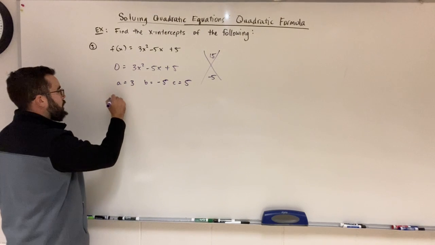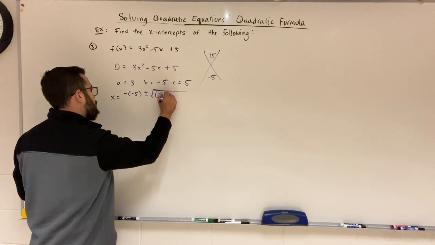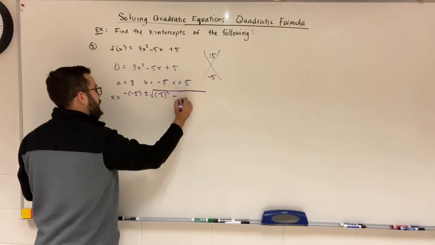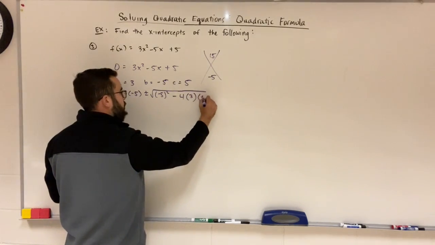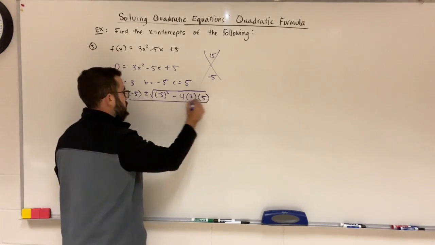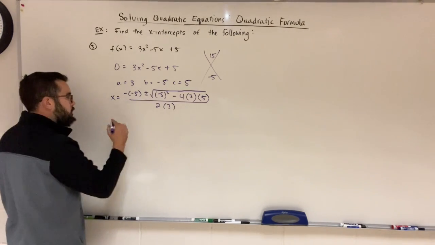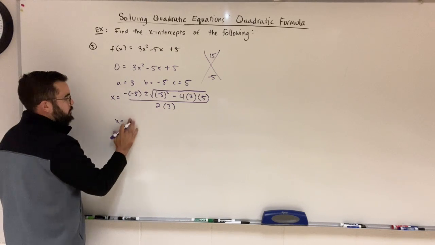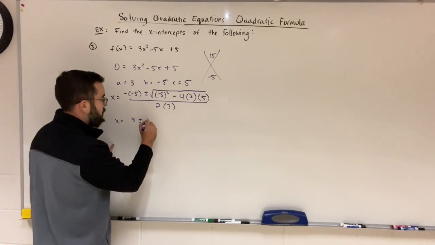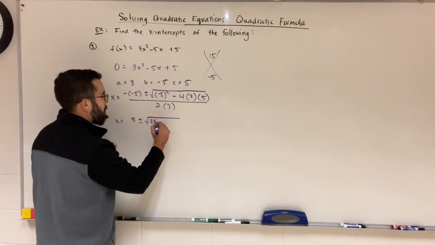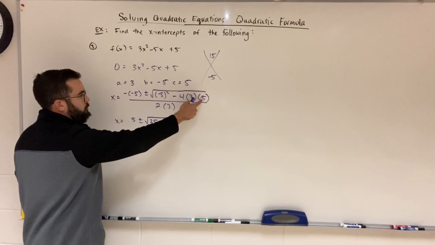So plugging that into the formula, I have x equals minus negative 5 plus or minus the square root of negative 5 squared minus 4 times a times c, which is 5, all over 2 times a. Now I have to combine everything that's underneath the square root. So I'm going to have positive 5, because minus a negative makes a positive. 5 plus or minus the square root of 25 minus 4 times 3 is 12 times 5 is 60.